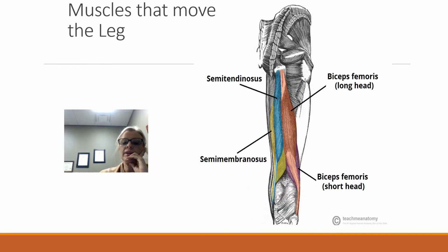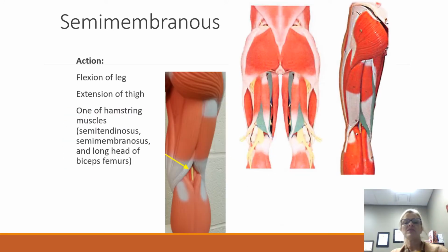All right, so here's another look at the hamstring group. We have the semitendinosus, biceps femoris, which has a long head and a short head, which we can see in this picture here. And these are located on the posterior thigh. They all have similar origin and insertions and actions. All hamstrings will extend, which means to draw posteriorly the thigh, and flex the knee, which means to bend the knee.